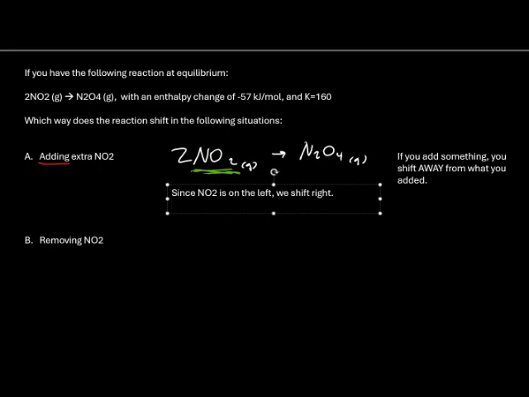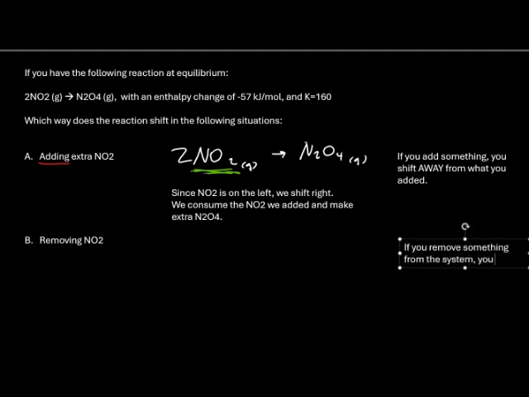This also means that in adding extra NO2, we'll be using up the NO2 that we just added and make more product. That's N2O4. Now, what if we removed NO2 instead? If you remove something from an equilibrium reaction, we shift toward what we removed. Now, NO2 is still on the left. But because now we're removing the NO2 for part B, that means we shift toward what we removed, therefore we shift to the left.